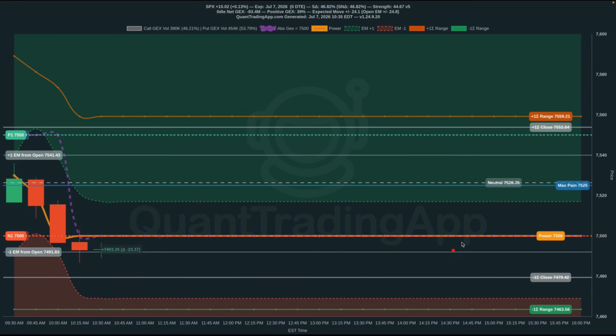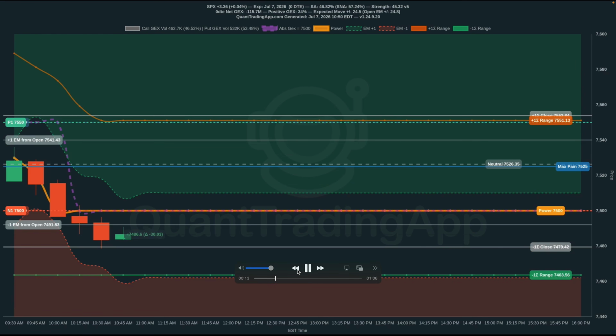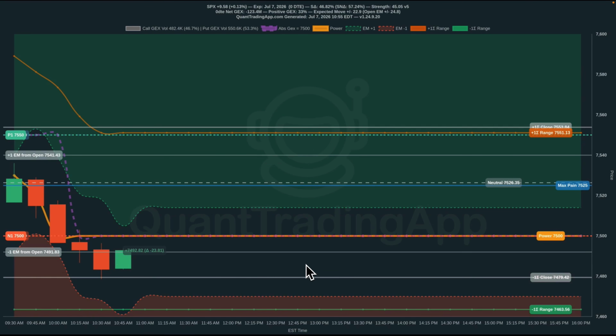So this is just letting us know that 7,500 is significant, but we also have the absolute gamma strike, which dropped down to 7,500. Any trader that's a 0DTE trader already knows this is a key level, but within Quant Trading App, this is confirming that. As the market has sold off, it is now getting to the one expected move from the open. We also have another significant support down here, which is going to add additional confluence. This is the first green 15-minute candle.